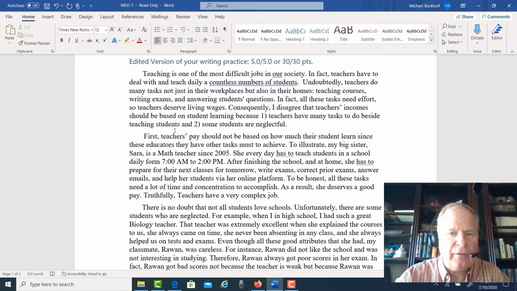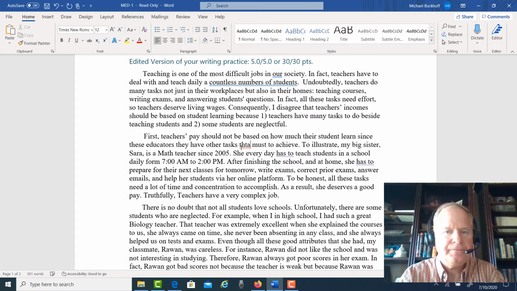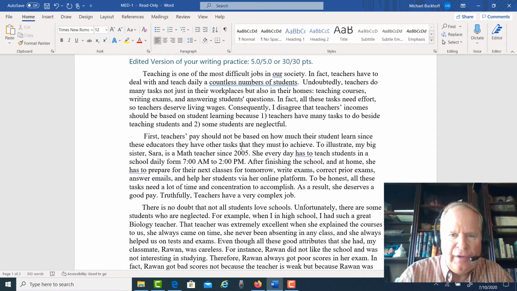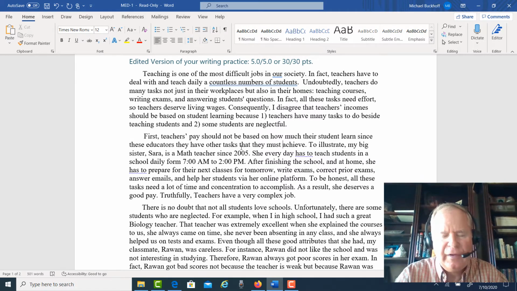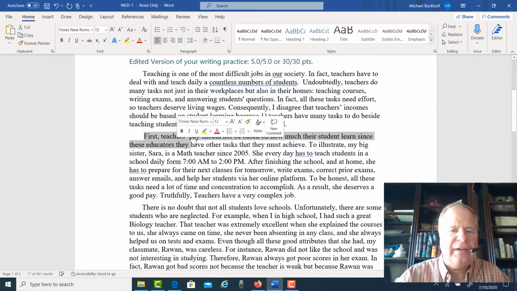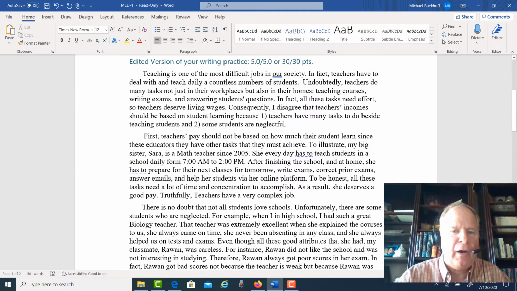Have other tasks that they must. Now notice when you're using modals, you don't want to put an infinitive after it. You want to put either what's called a bare infinitive or the base form of the verb. So what I did is I made a slight change here to connect this a little bit better to the actual writing prompt, which is why I use this idea here.